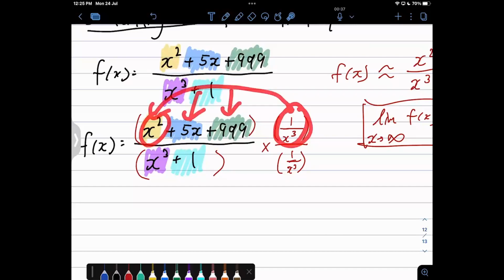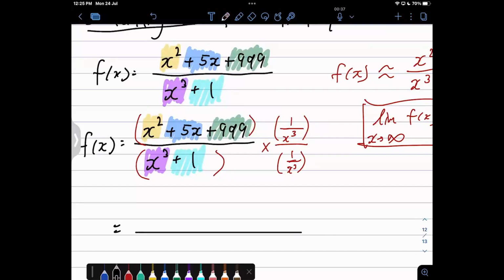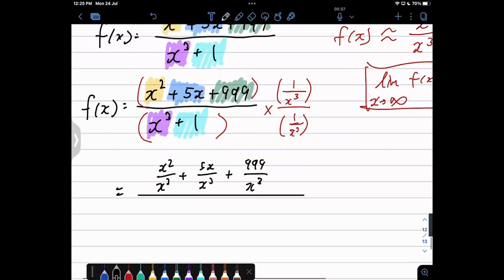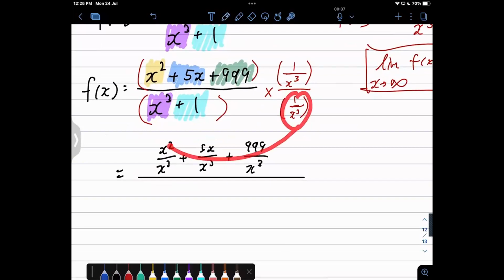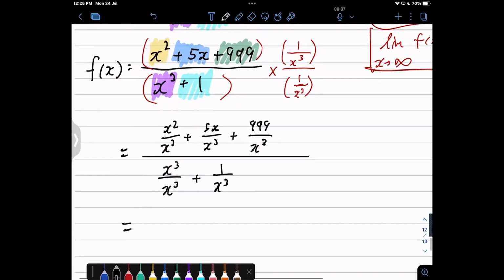X squared times 1 over x cubed is essentially x squared divided by x cubed. Let me draw a huge fraction first. So x squared divided by x cubed, plus the next one, 5x divided by x cubed, plus 999 divided by x cubed. Okay so far? Now the denominator: 1 over x cubed times the first term and the second term. So you get x cubed on top over x cubed below, plus 1 on top over x cubed below.